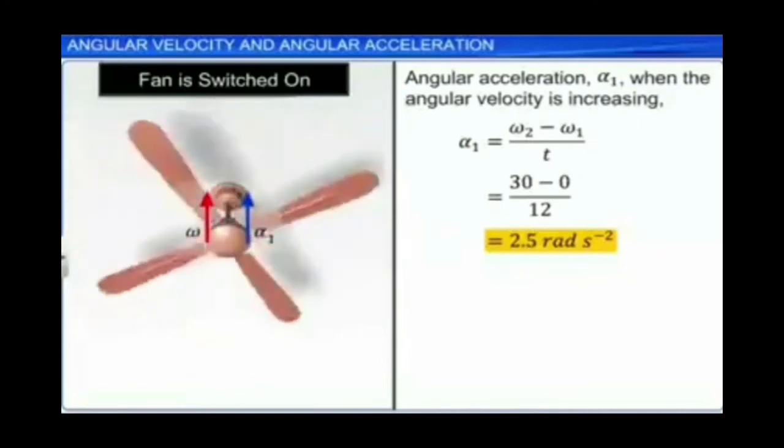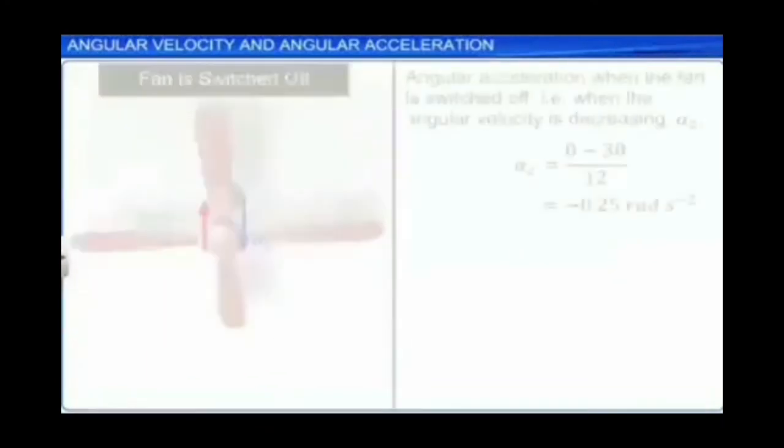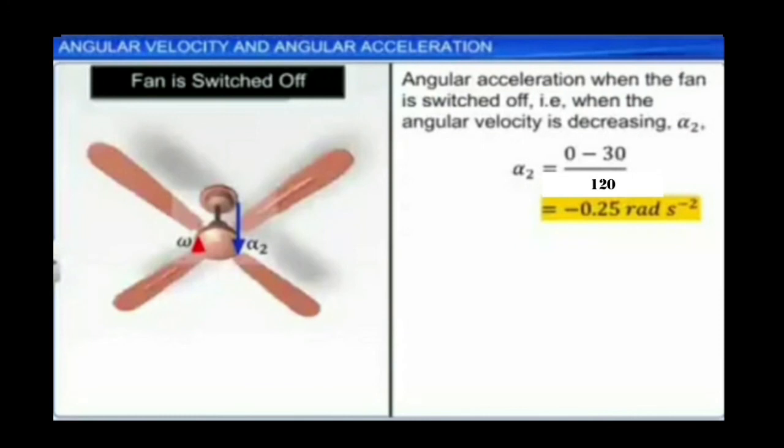In the second case, the case of decreasing angular velocity, alpha 2 is equal to 0 minus 30 by 120. The time taken is 120 seconds. Finally, it is coming to rest. And we get alpha 2 as minus 0.25 radian per second squared. Here, the direction of angular acceleration is opposite to the direction of angular velocity. In this case, alpha, that means angular acceleration, is acting in a direction opposite to the direction of angular velocity.